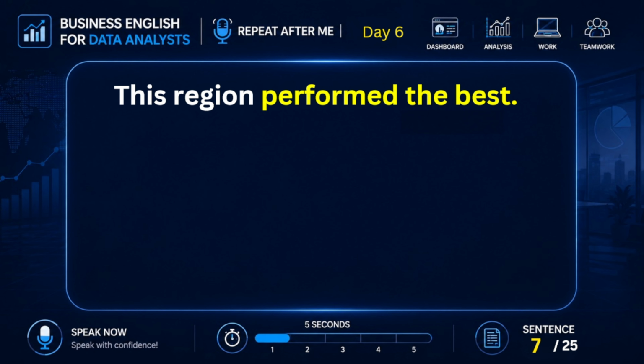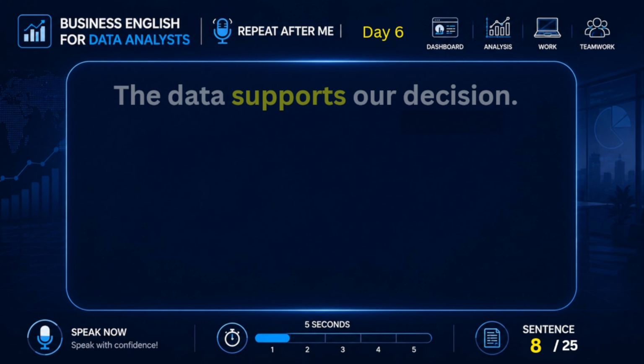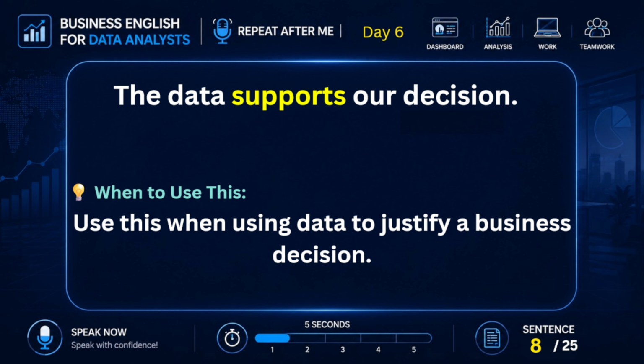This region performed the best. Use this when comparing regional performance. The data supports our decision. Use this when using data to justify a business decision.